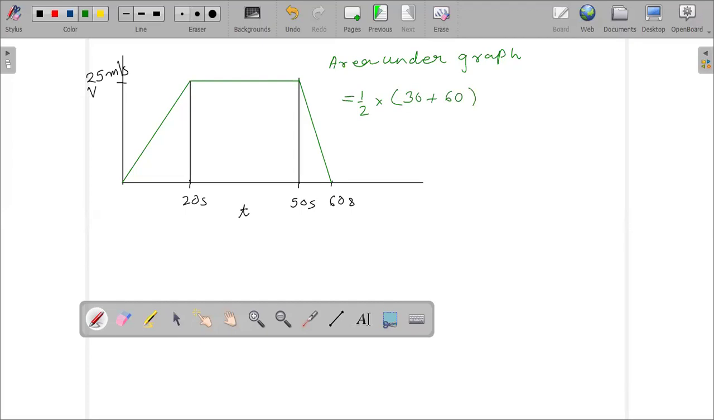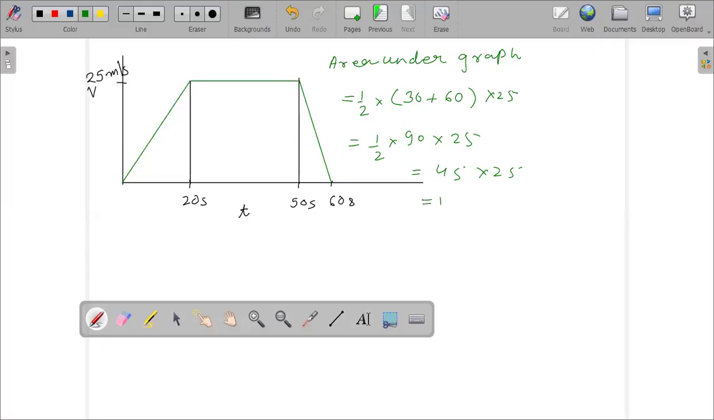Sir, and height is also 60, right? Height is 25. This is the height which is 25. So you get the answer, half into 90 into 25, which is 45 into 25. Now you multiply 45 and 25 and check if you are getting 1125 or not. 45 into 25, 1125. Yes.